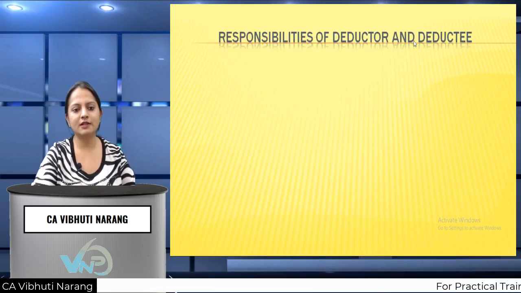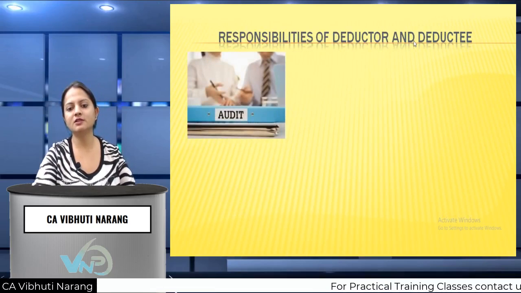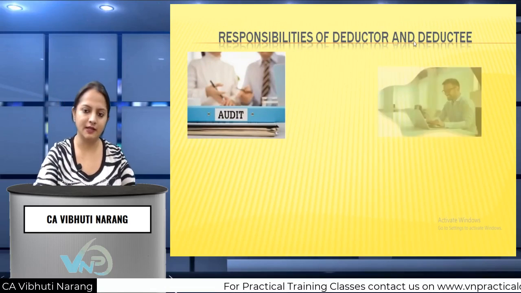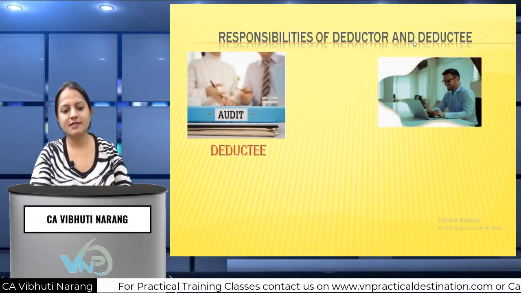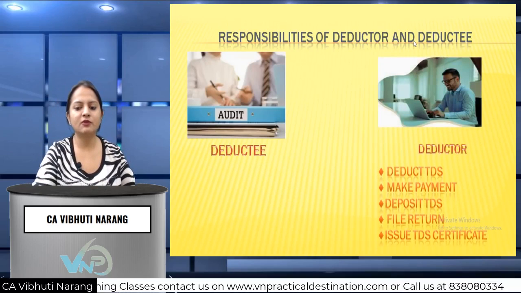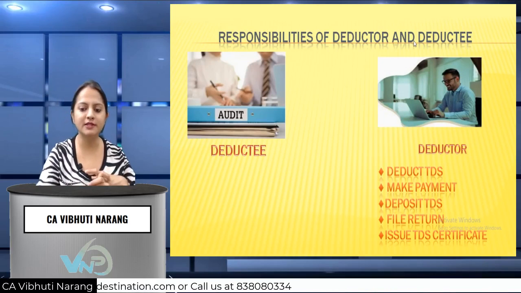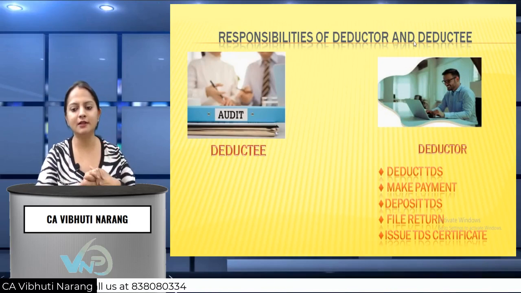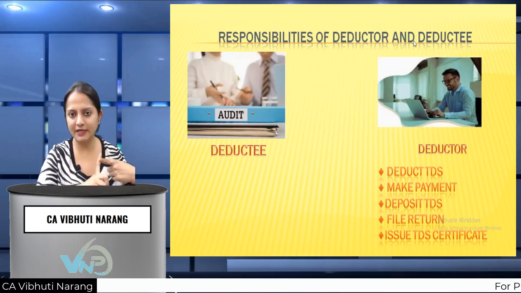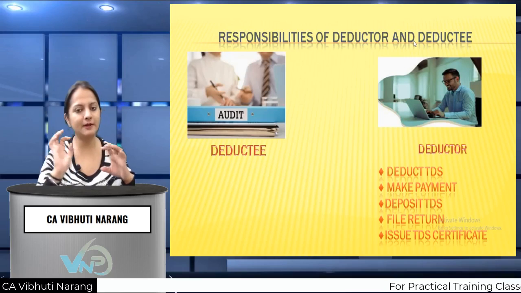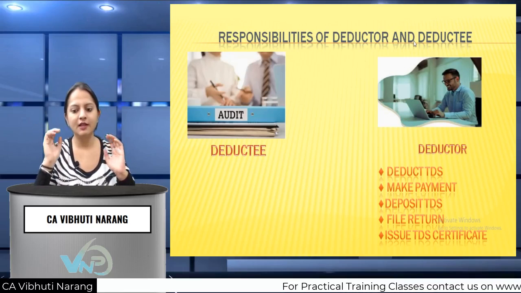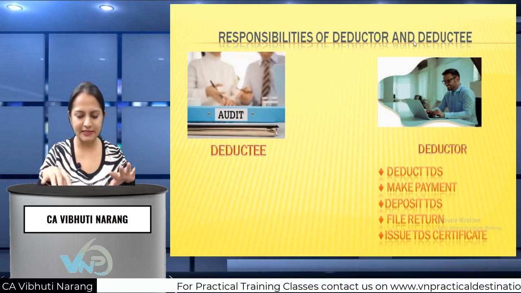Now we need to understand the responsibilities of the deductor and the deductee. The deductor, meaning the client, is responsible for these 5 things. The first thing he is liable to do is to timely deduct the TDS. Then he has to make payment under Challan 281 to the government. This payment is on a monthly basis. Then he has to deposit the TDS.